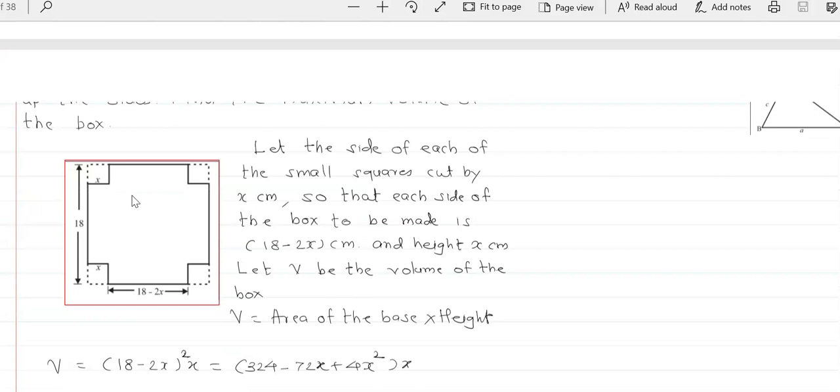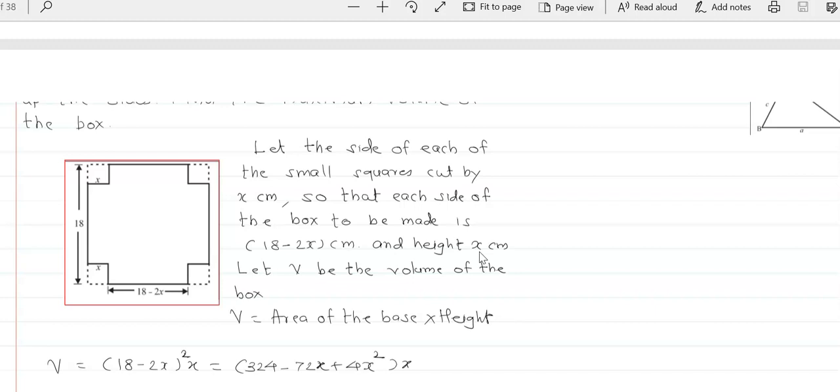Now see this here. Each side is cut by x. Let the side of each of the small squares cut be x centimeter, so that each side of the box to be made is 18 minus 2x. This is 18 minus 2x because of x and x. And the height, if you fold that, then you will get the height is x centimeter.